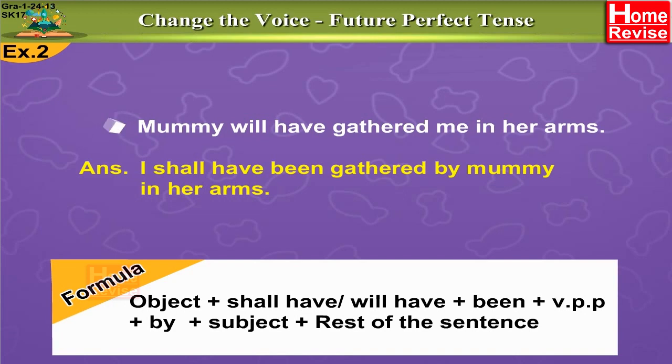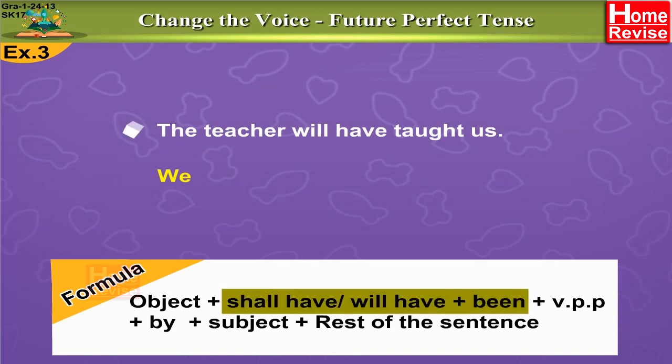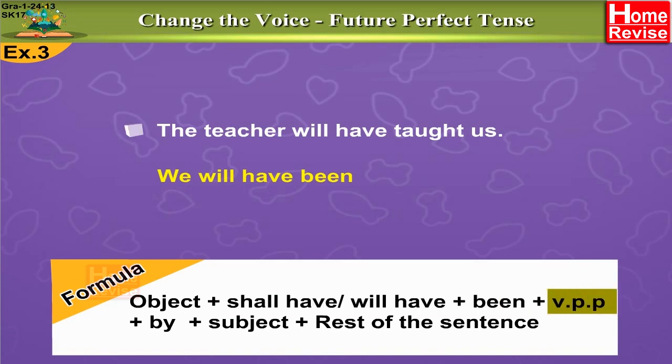And then we go for one more example. The teacher will have taught us. Whom will have the teacher taught? Us. Us is the objective case. We'll have to change it into subject. So your passive voice begins with we, followed by the future perfect verb will have plus been, past participle of the word teach, taught. By whom? By the teacher. So your answer is we will have been taught by the teacher.